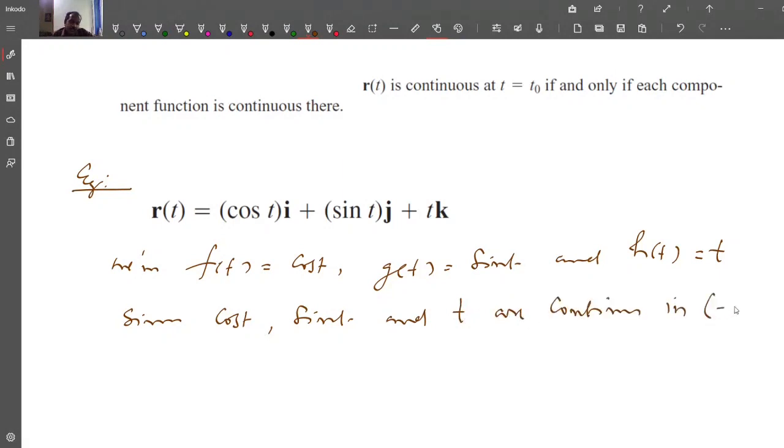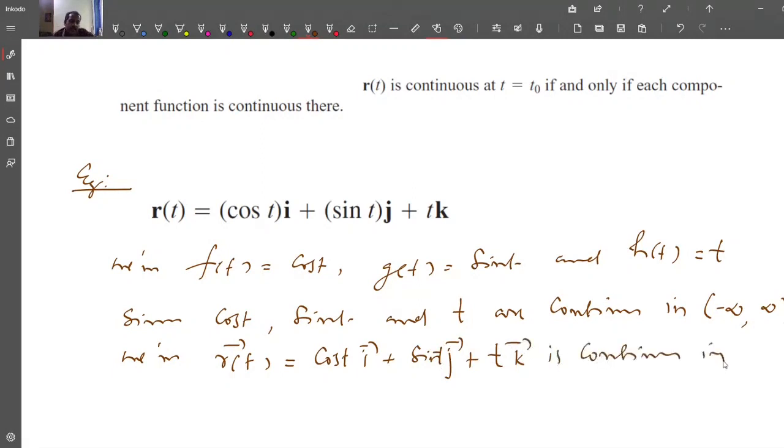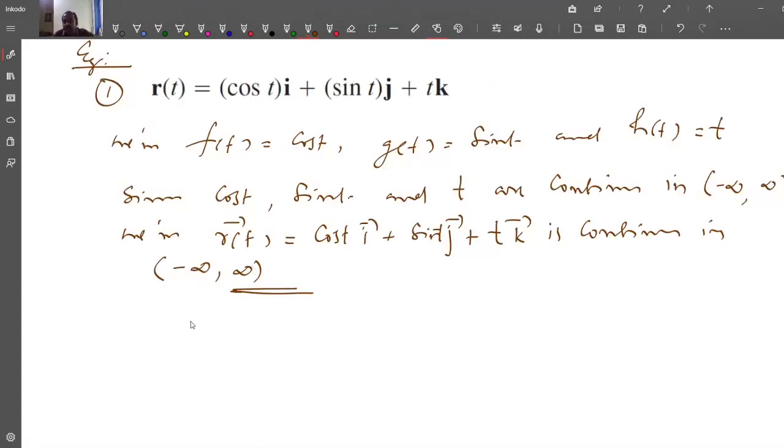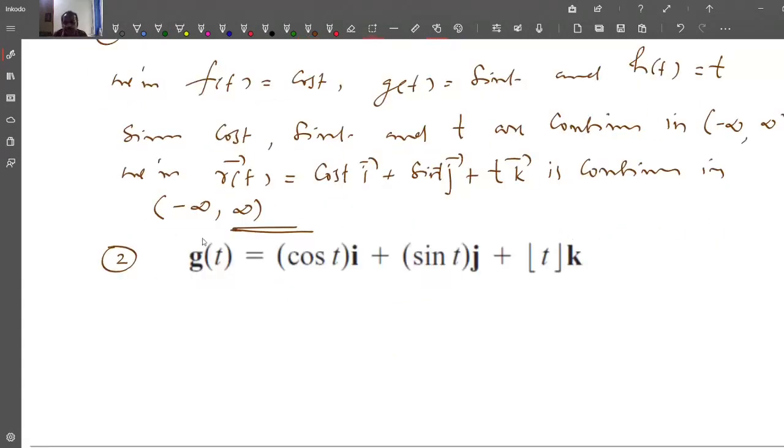In the interval minus infinity to infinity, or on R, we have r of t equal to cos t i plus sin t j plus t k, which is continuous in minus infinity to infinity. Now consider the second example. Consider this function g of t equal to cos t i plus sin t j plus greatest integer t k.